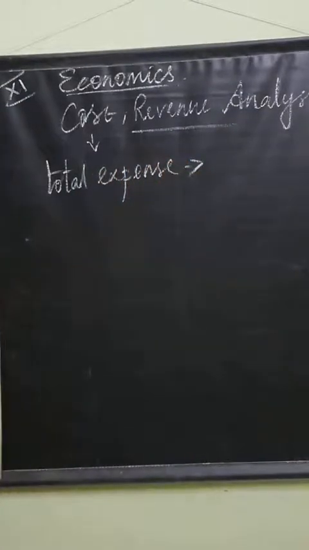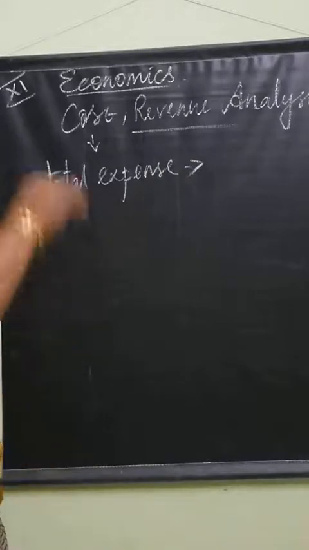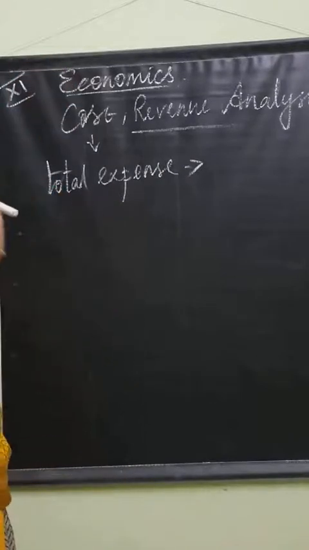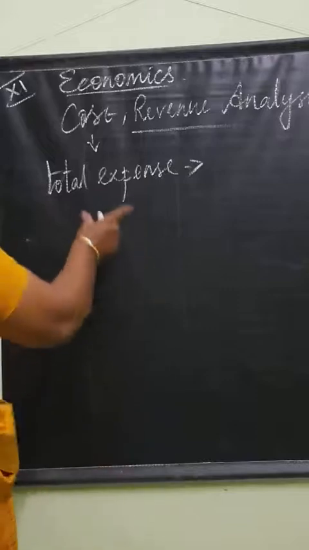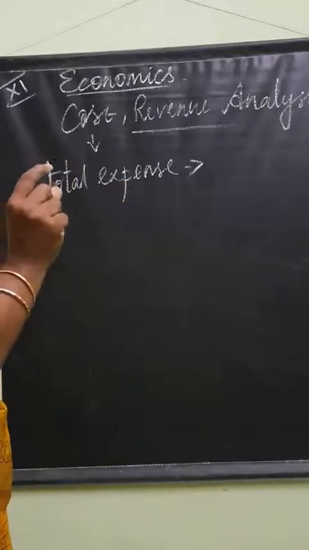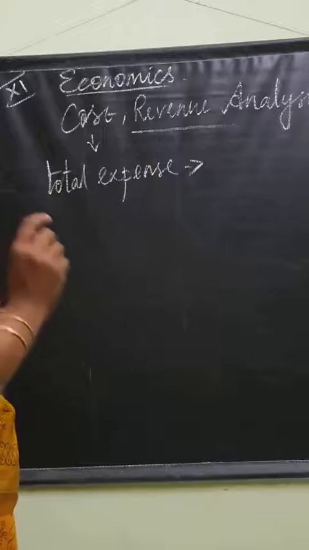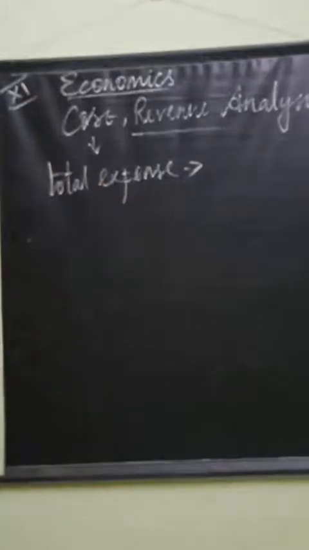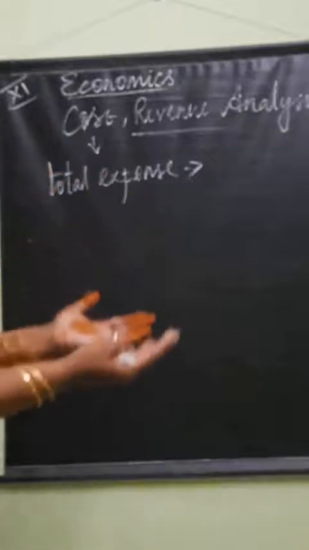While we are producing goods, what is the total cost? Cost means expense. So what was the total expense of the particular product? How much did the entrepreneur spend to produce a particular commodity or product? That is cost.